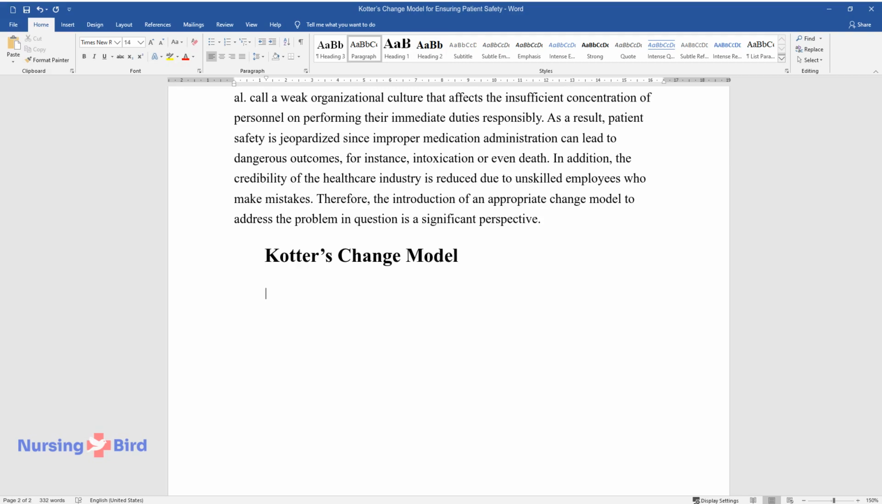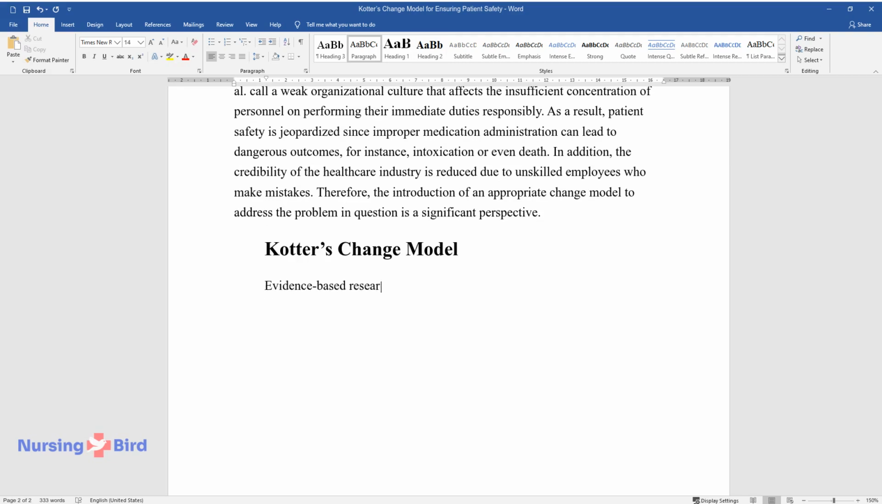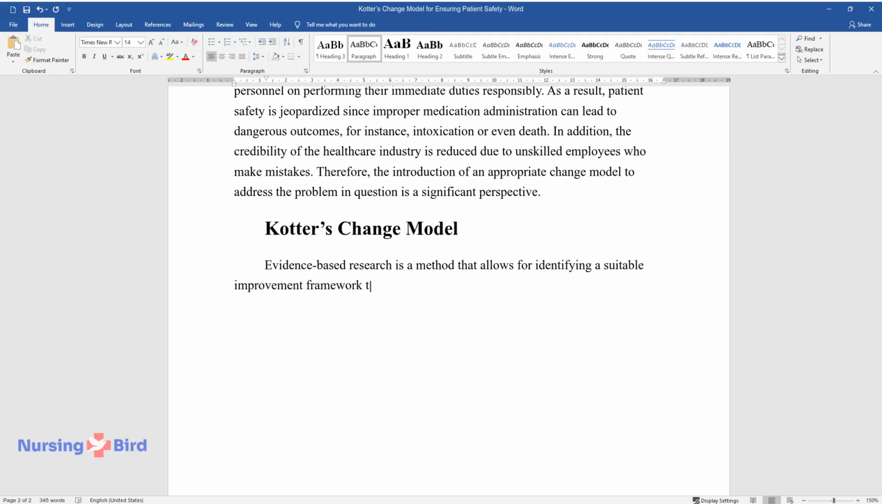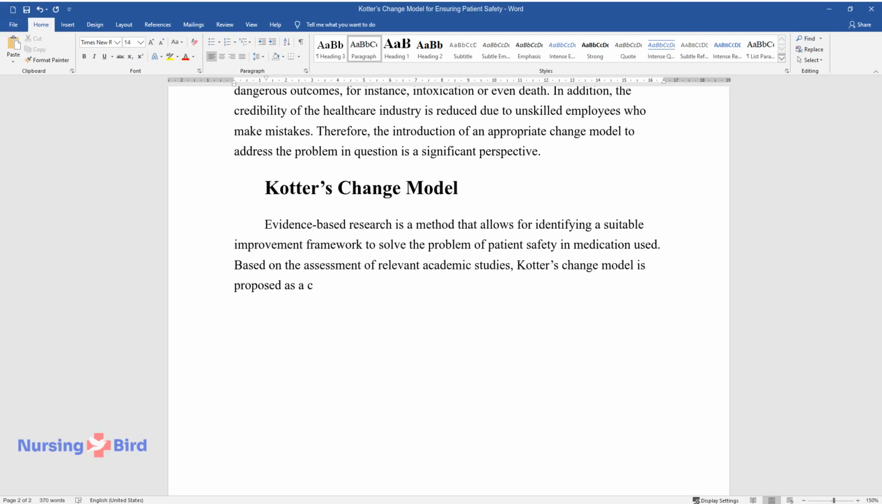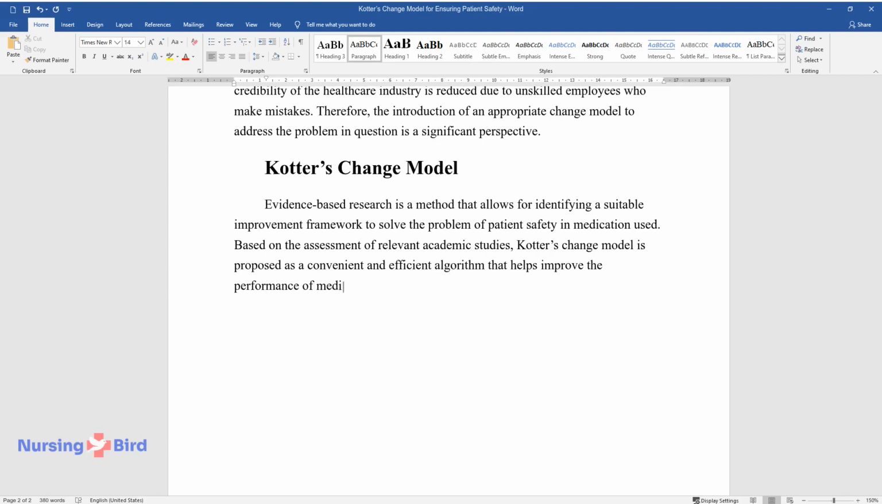Kotter's change model. Evidence-based research is a method that allows for identifying a suitable improvement framework to solve the problem of patient safety in medication used. Based on the assessment of relevant academic studies, Kotter's change model is proposed as a convenient and efficient algorithm that helps improve the performance of medical personnel.